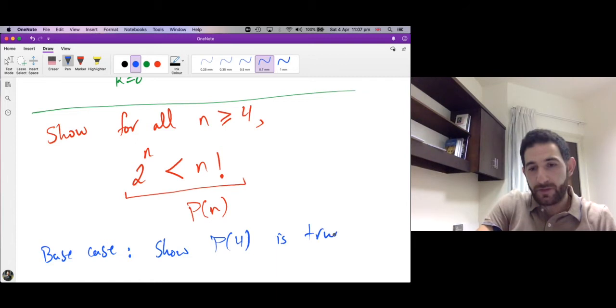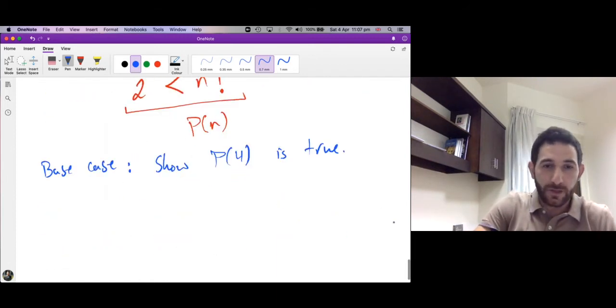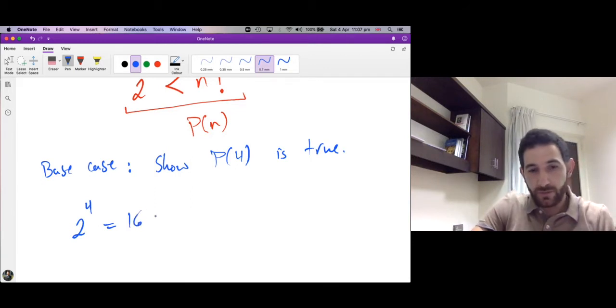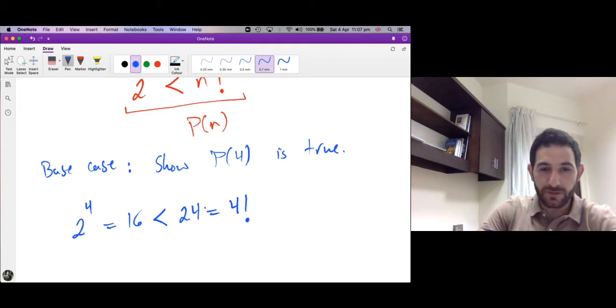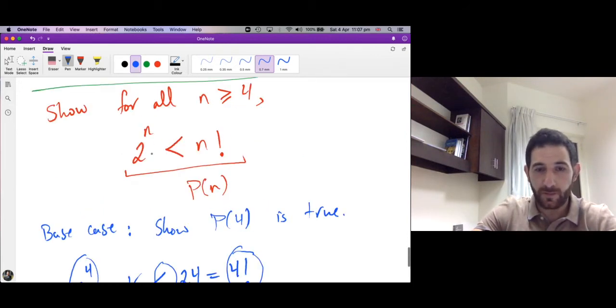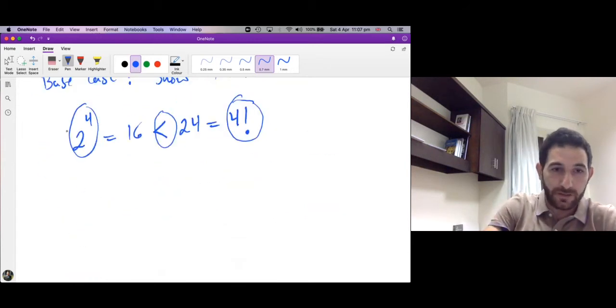And what is the property P for 4? It says that 2 to the power 4 is 16. And we know that 16 is strictly less than 24, and 24 is 4 factorial, right? 4 times 3 times 2 is 24. So this shows that 2 to the power 4 is strictly less than 4 factorial, and this is the property P for the number 4. So this is the base case.